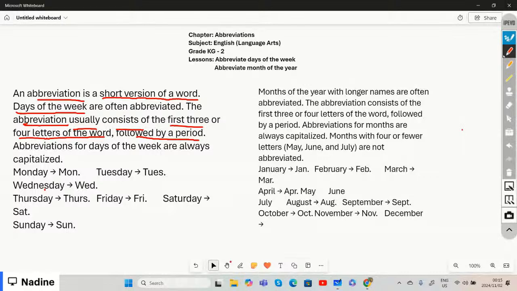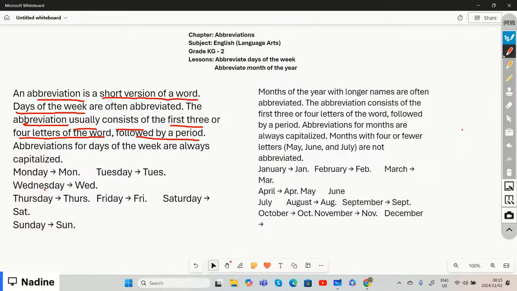All right. So we said that when it comes to abbreviations, we need to abbreviate the days of the week. And remember, we have 7 days of the week. Even the days of the week are not long. If we were to look at the letters of each of the words, they're not long. So we need to abbreviate the days of the week.